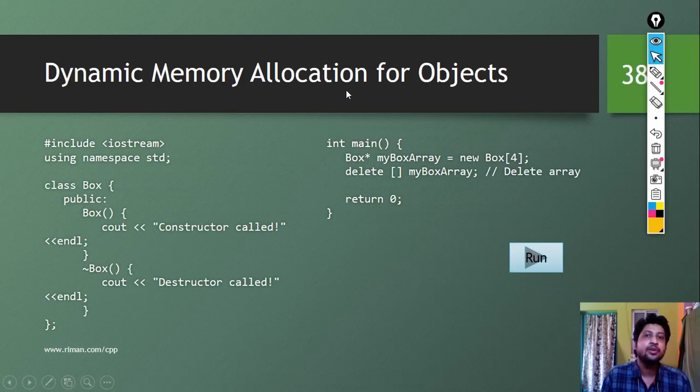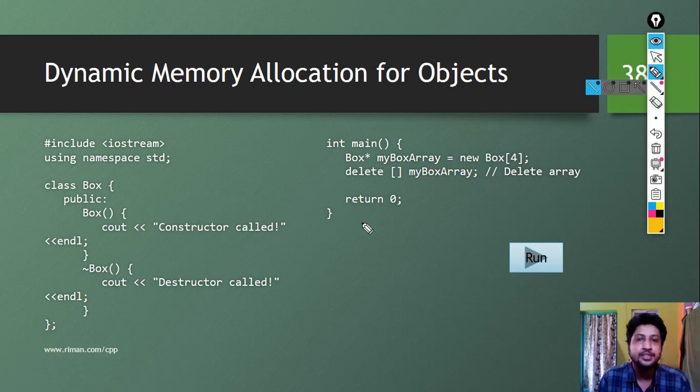Now, dynamic memory allocation for objects. So we have seen this. In the previous class, we created an object using a pointer and tried to access some data members or member functions using that pointer with the arrow operator. So today we can see that we can also create an array of objects. So what will be the syntax?